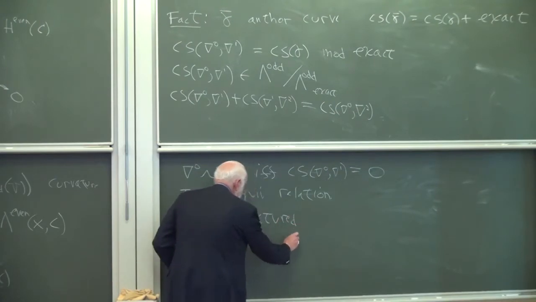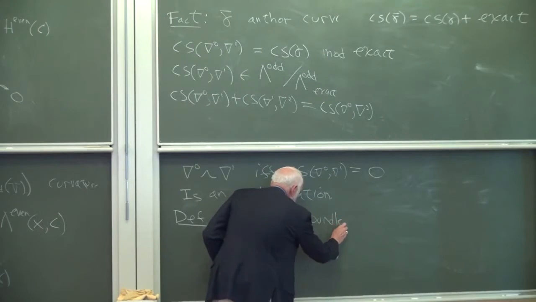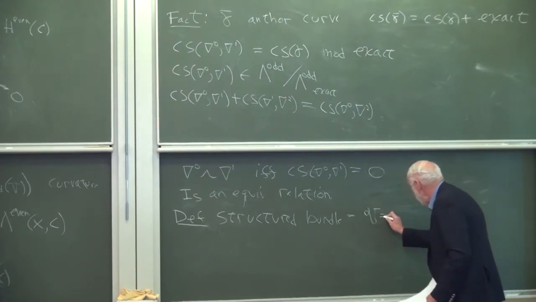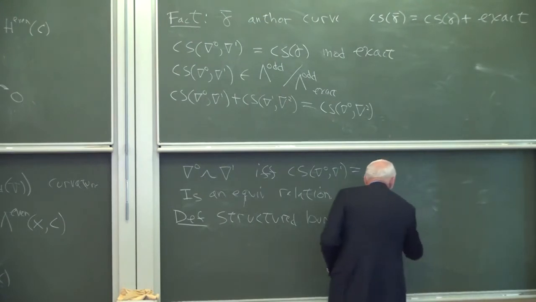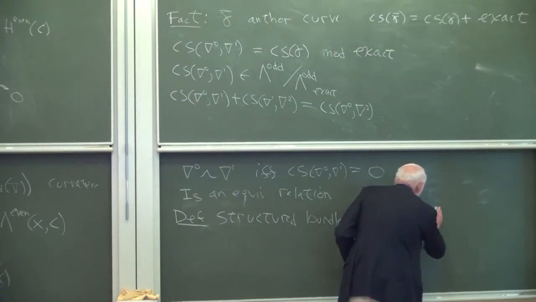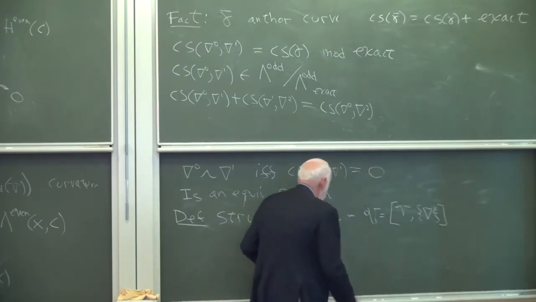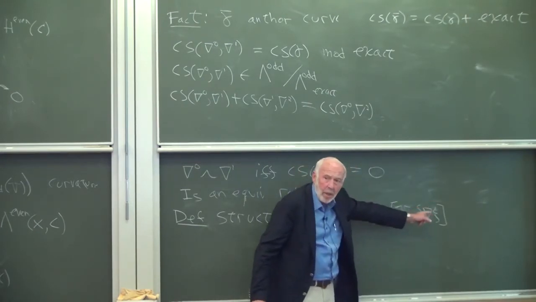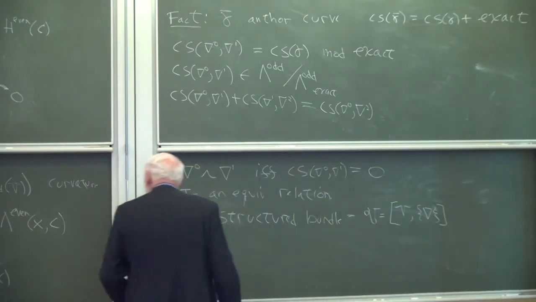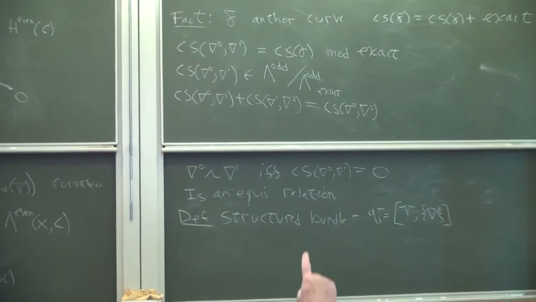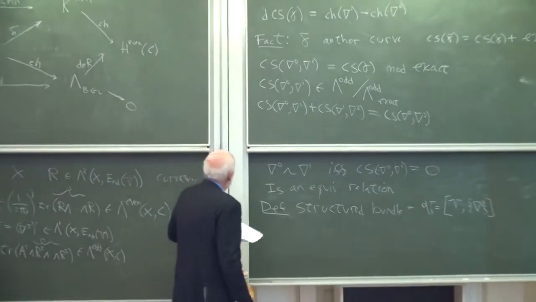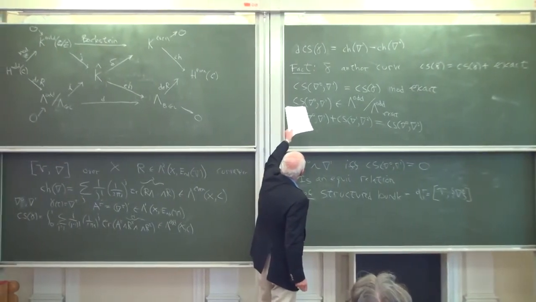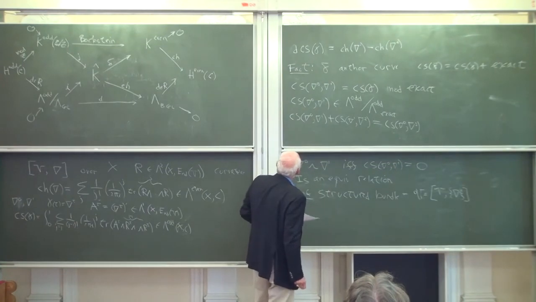Structured bundle. And this is equal to a pair, V, equals a vector bundle together with an equivalence class of connections. So that's a structured bundle. It's a vector bundle. It doesn't have a particular connection, but it has this family of connections, and that's good enough for many purposes, and because of this formula up here, the differential of CS is that, and those two things would differ by an exact form.